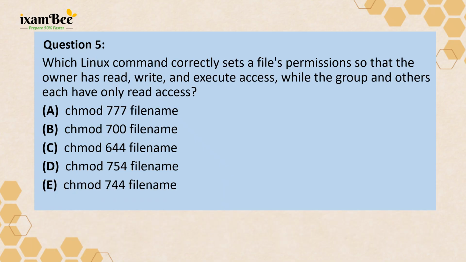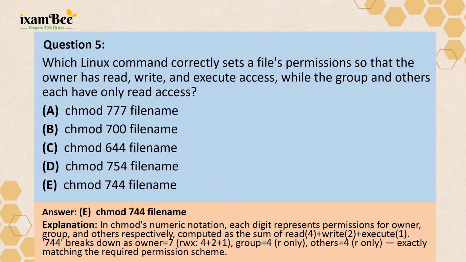Next we have: which Linux command correctly sets a file's permissions so that the owner has read, write and execute access while the group and others each have only read access? Here the correct answer is option E, which is chmod 744 file name.